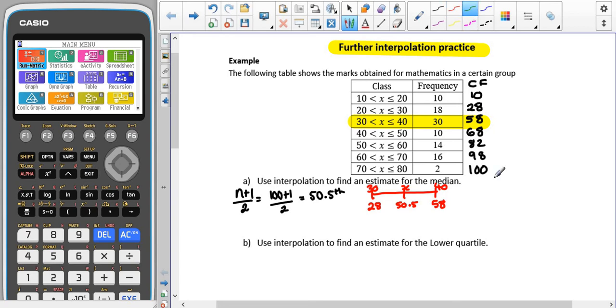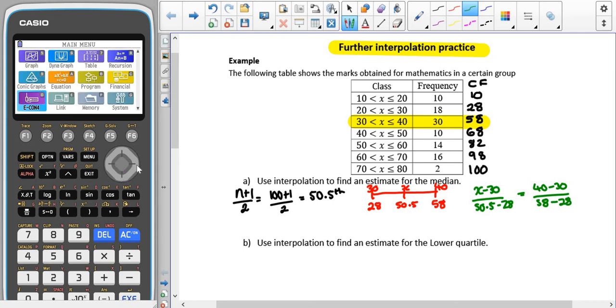So now we're going to make our fractions. We're going to have x minus 30 divided by 50.5 minus 28 equals 40 minus 30 divided by 58 minus 28, in the same way as we set up the fractions before.